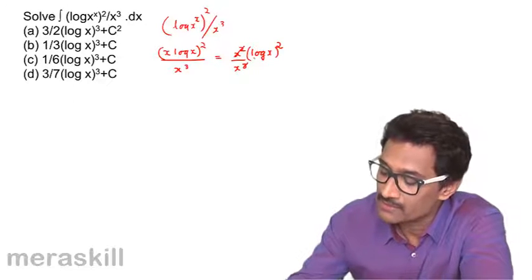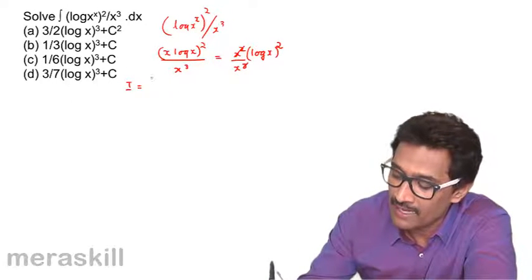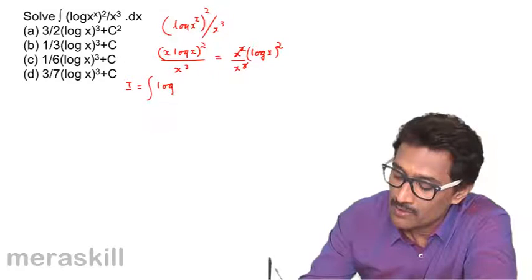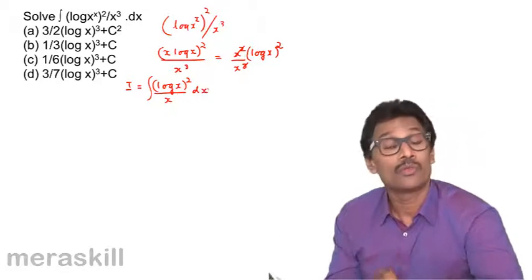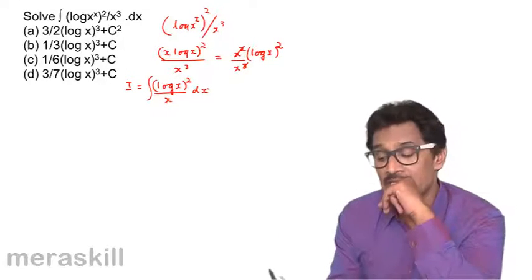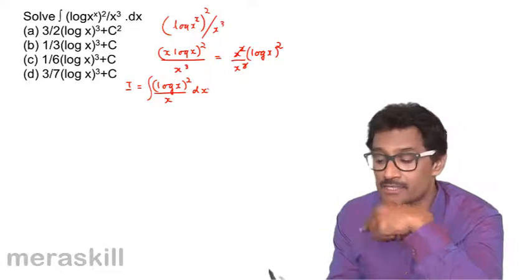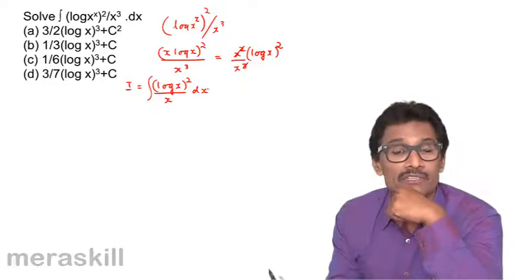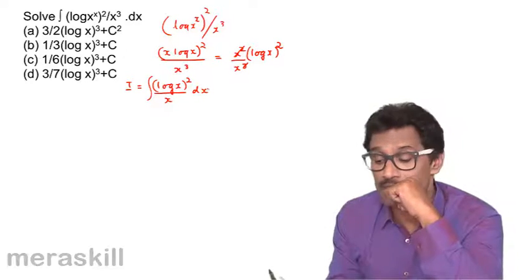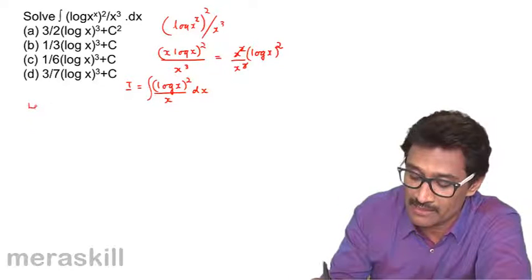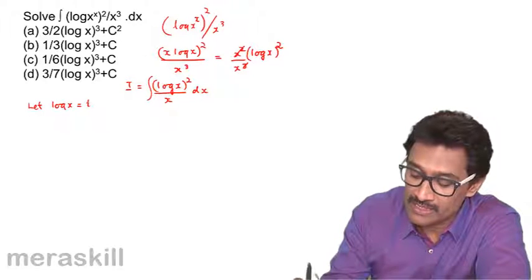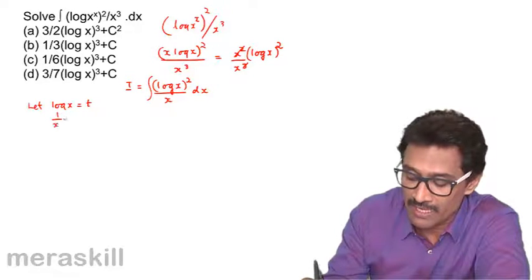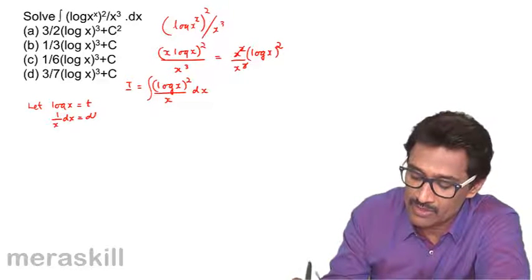This gets cancelled. So ultimately our integral I is nothing but log x the whole square upon x dx. Now what should we take as t? We're going to take log x as t, obviously log x, because the derivative of log x is nothing but 1 by x. So we can take, let log x be equal to say t. That means 1 by x dx is equal to dt.